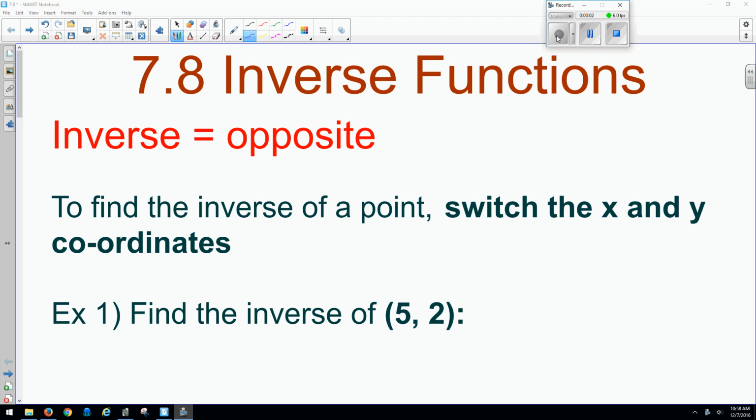Today we're talking about inverse functions. And so here's sort of what inverse means: opposite. I guess that's kind of what I want you to think in your head when you think inverse. So I'm just going to give this to you.